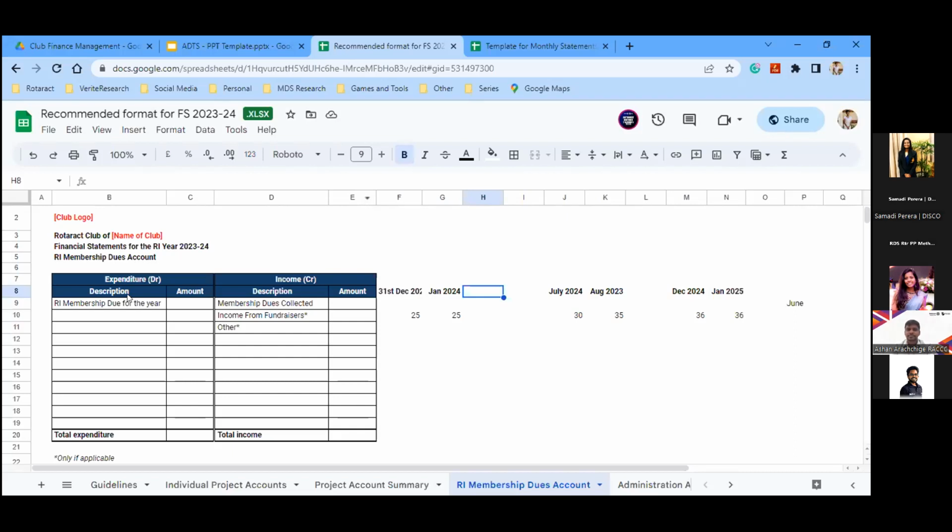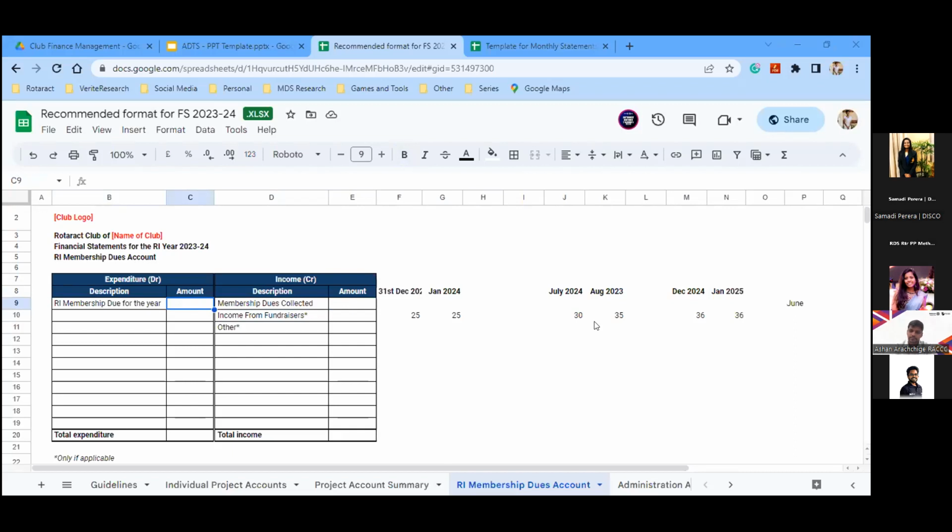Yeah, so basically this format is very straightforward. Whatever membership dues you collect, and then whatever membership dues that you send out to Rotary. Now, there was someone who asked about vision.